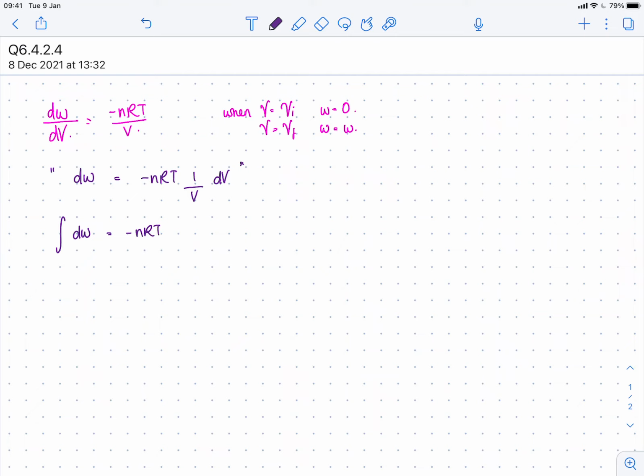And because my nRT are just constants, I'm having them outside my integration. It doesn't matter if they're in. For me, it makes my life a little bit simpler to see what I'm integrating, but it doesn't matter whether they're in or out of the integration sign.